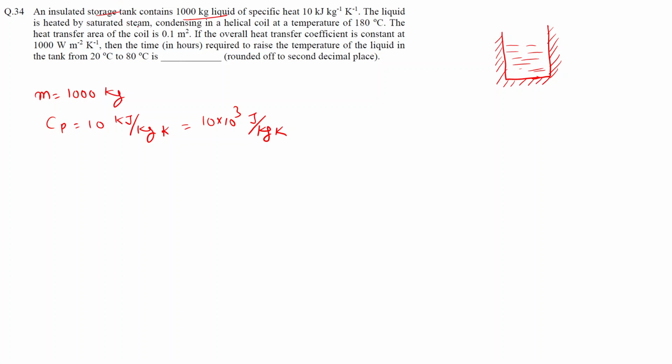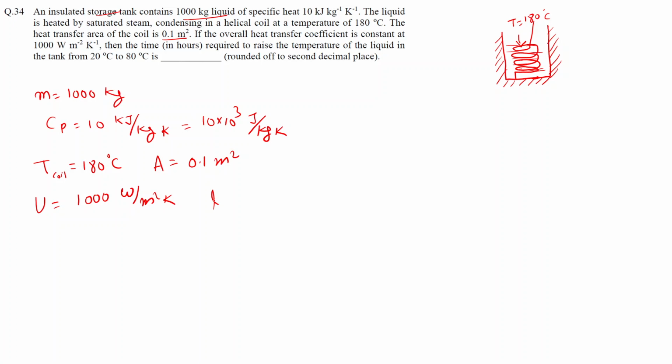The liquid is heated by a saturated steam condensing in a helical coil. So let's consider a helical coil inside the tank, and the temperature is 180 degrees Celsius for the helical coil. So the temperature of coil is 180 degrees Celsius, and the area of heat transfer is 0.1 meter square. The overall heat transfer coefficient is kept constant. U is 1000 watt per meter square Kelvin.